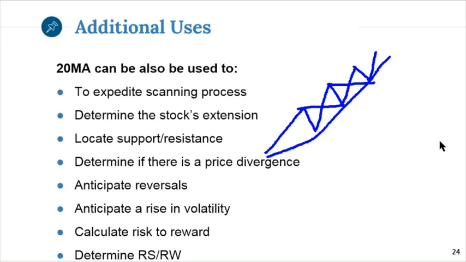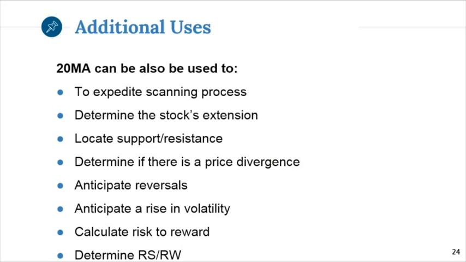And it will be most likely at the 40 to 60% retracement percentage zone, which is the area that we recommend buying or looking for an entry in that area. So it's useful for locating support and resistance.